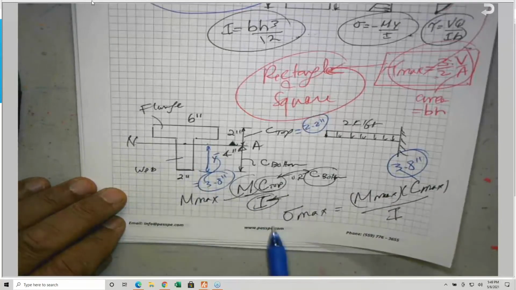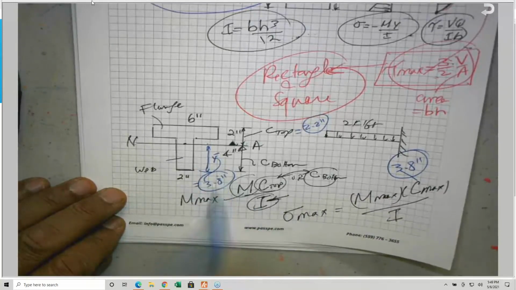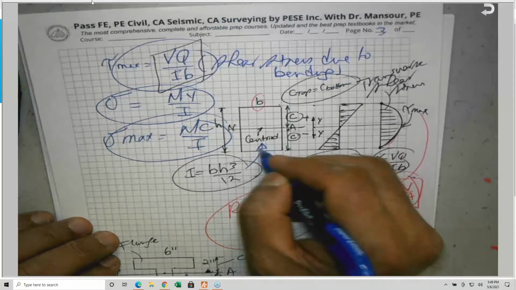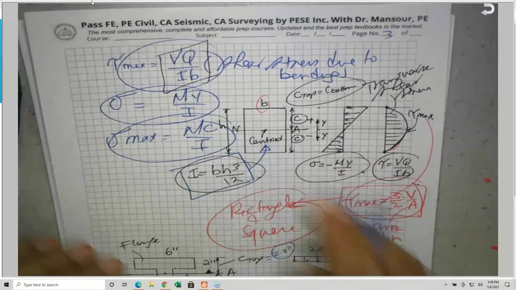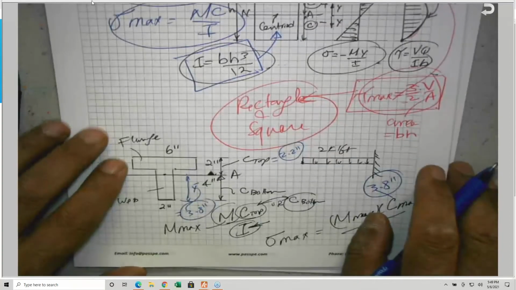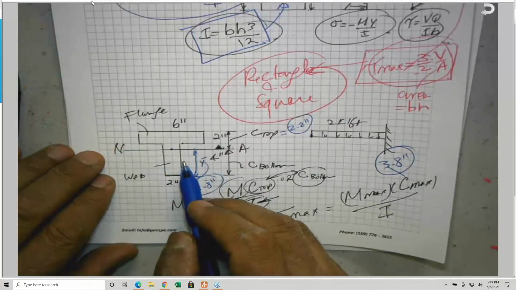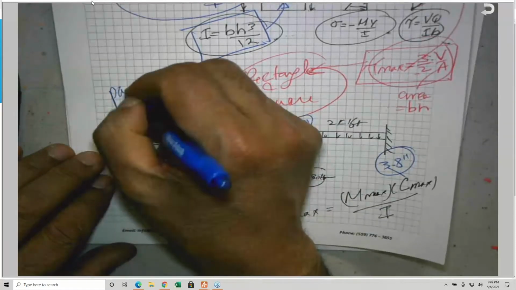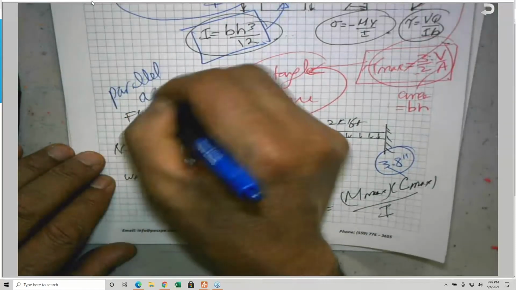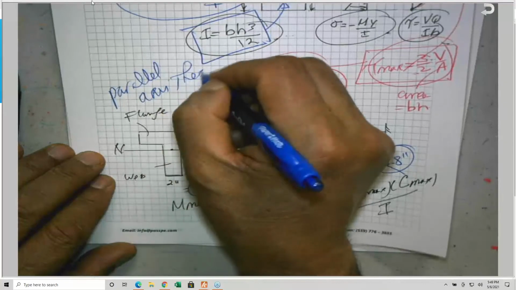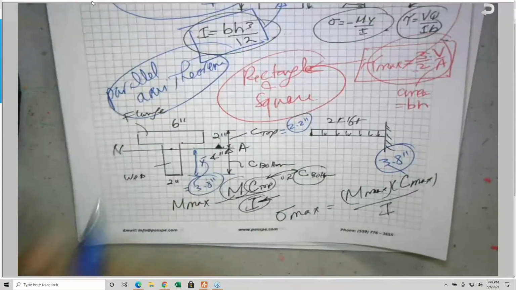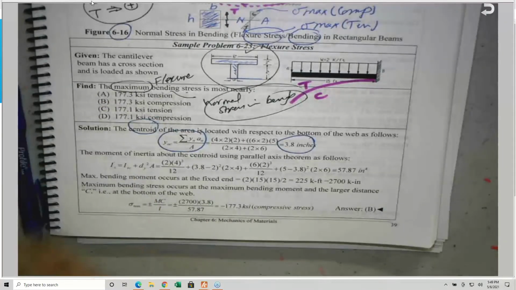So after getting the centroid, we have another problem. This here, the moment of inertia was BH cubed divided by 12 because it is a symmetrical shape. But for a T-beam, you have to use the parallel axis theorem. The one we talked about before. You remember in statics? I did it one more time here for you, and I will leave this to you because you already are experts now.